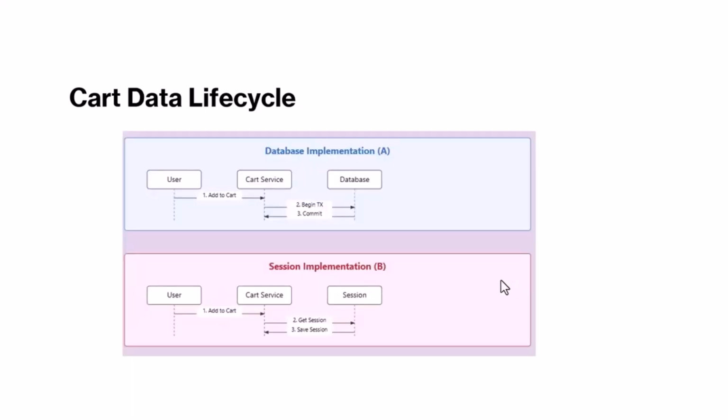And for the cart data lifecycle, this is the diagram that I created. This is the database implementation, the one that we are going to complete, the advanced implementation with the user, cart service and database, and then the user is adding to the cart and beginning the transaction, and it's committing, and from the database you get it through the cart service. Previously, the earlier implementation was all session implementation. So user, cart service, session, add to cart, get the session and save session. Okay, so there are a lot of things involved over here.